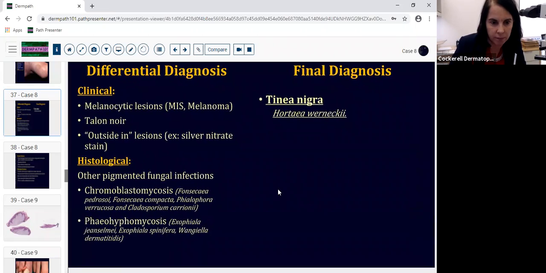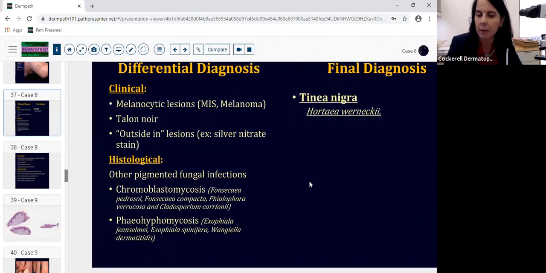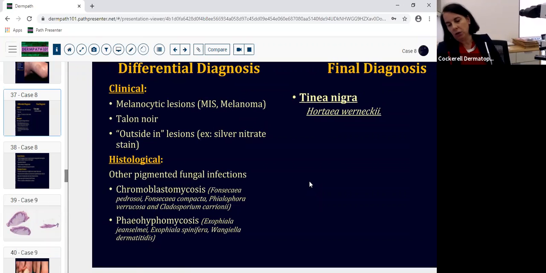Histologically, the differentials, other pigmented fungal infections with chromoblastomycosis, you usually see it in the dermis, the copper pennies, and that we did not see at all here. This was a process that was in the stratum corneum. Phaeohyphomycosis, some people used to categorize tinea nigra into that category, but you can see a pigmented phaeohyphomycosis. You again could do cultures if you want to differentiate some of these things.